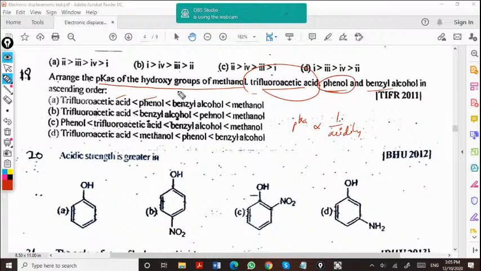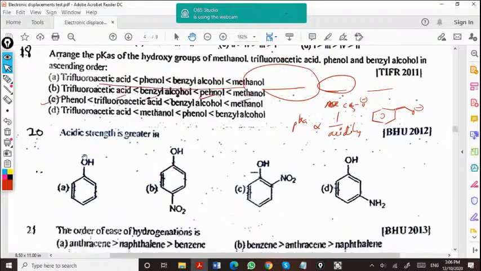Then phenol. Then among methanol and benzyl alcohol, benzyl alcohol is going to give benzyl alkoxide, and methanol is going to give methoxide. Comparatively, the acidity of benzyl alcohol will be less when compared to methanol. So it will be benzyl alcohol, then methanol. Option A is correct.